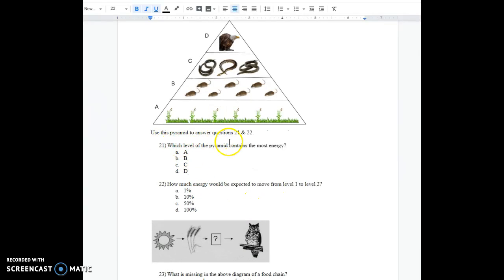Use this pyramid to answer questions 21 and 22. 21. Which level of the pyramid contains the most energy? A, B, C, or D? 22. How much energy would be expected to move from level 1 to 2? Level 1 to 2. 1%, 10%, 50%, 100%.